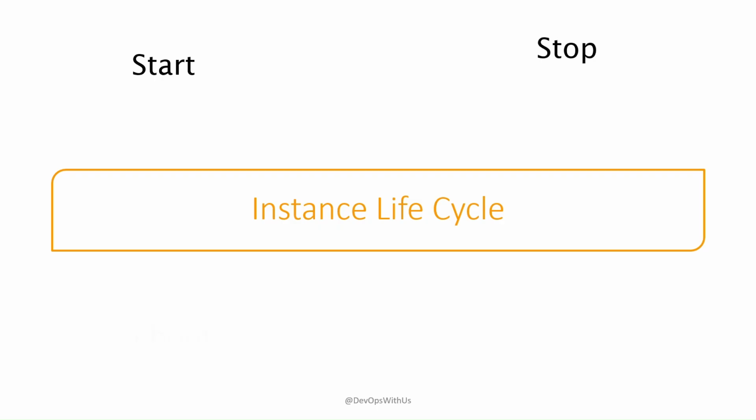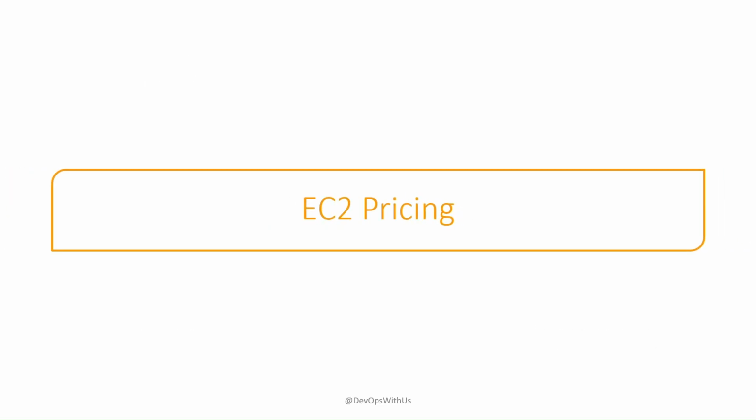Then comes EC2 pricing. AWS pricing can be complex, but for EC2, I focus on these main models. First is on-demand. This is the default. I pay for the compute capacity by the hour or second with no long-term commitments. It is flexible but also the most expensive. I use this for applications with unpredictable workloads.